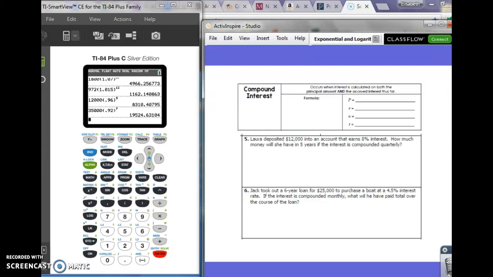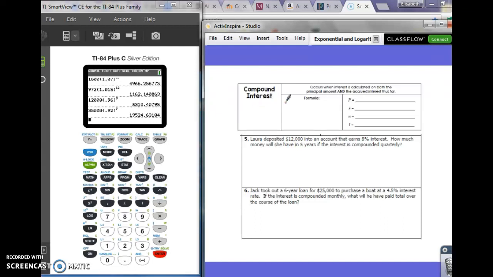This video talks about compound or compounding interest, and that occurs when interest is calculated or compounded on both the principal amount and the accrued interest thus far. In other words, for each interest period, the interest is calculated and then dumped into the account so that the next time interest is calculated on a larger amount, and it's doing that repeatedly.